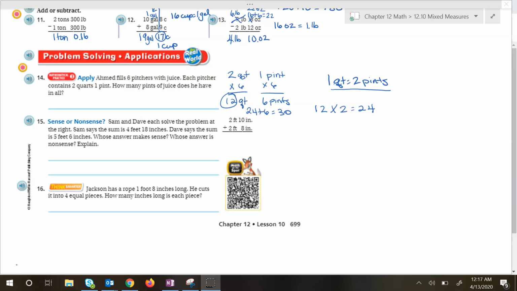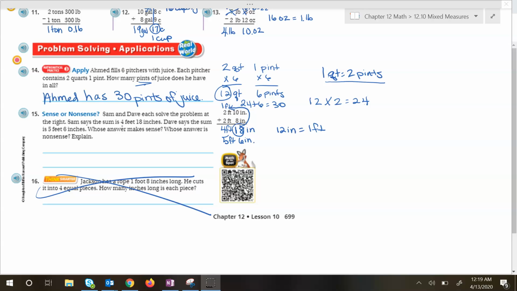Now at first I was going to have you guys do these on your own, but it's a little bit more complicated and I like to work through them with you so that you can know what to do when you have to do some of these on your own on the practice page. So it says right here, how many pints does he have in all? So we know that there's 6 pitchers, so there's 6 2 quarts and 6 1 pint, so that together will give us 12 quarts and 6 pints. Now, once we convert that, because we know that we need to change the quarts to pints, it's 12 times 2, which gives us 24. 24 plus 6, which is 30.